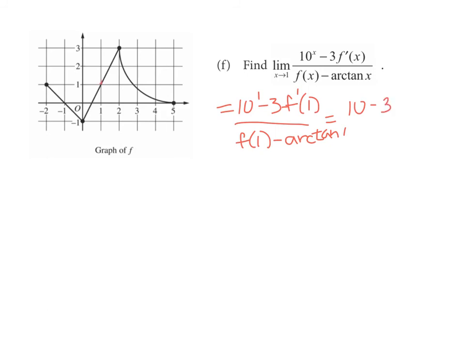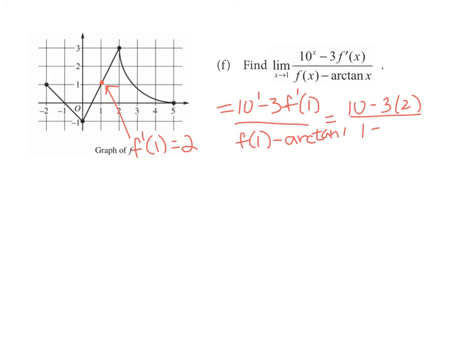If you look at this value right here, we have a slope of 2. That is going to be my f prime. Keep in mind that the derivative of a line is actually going to be the slope of that line. And we know that f of 1 is 1. You can see that on the graph. Arctan of 1 is pi over 4.